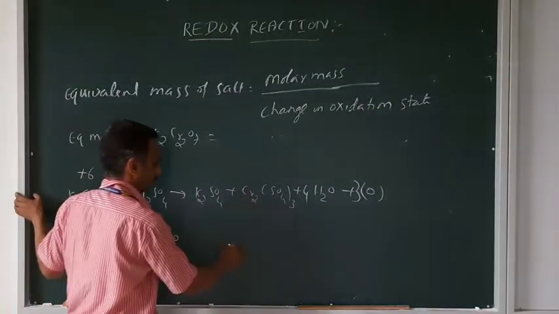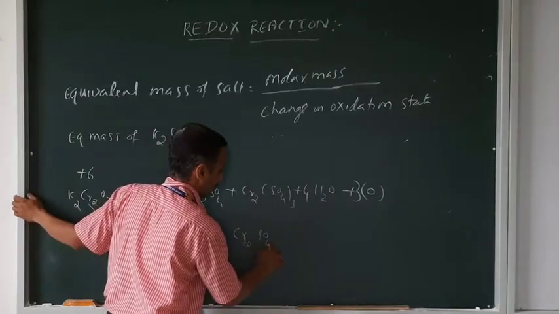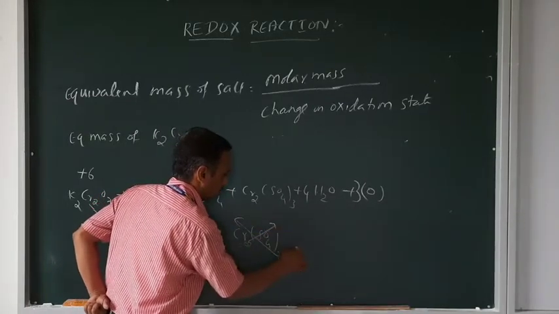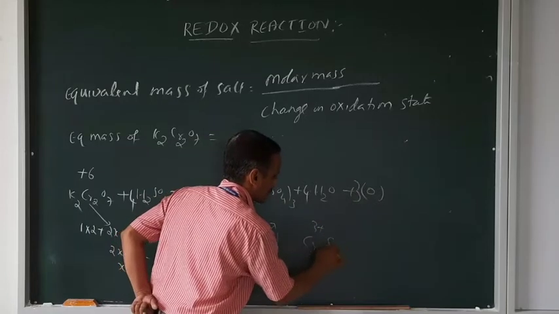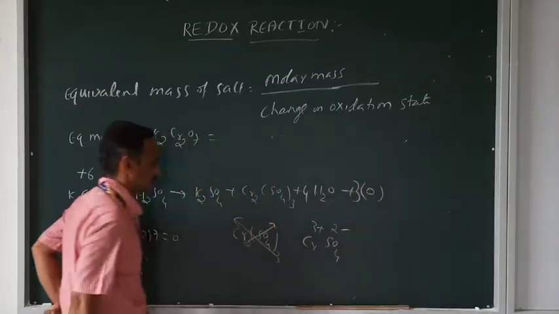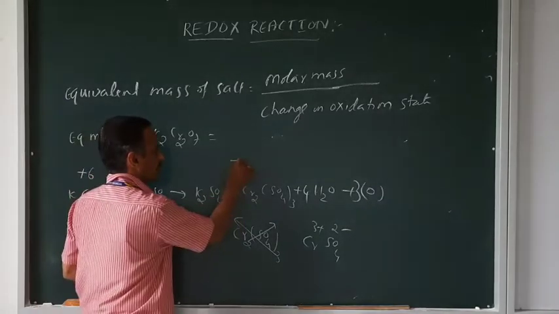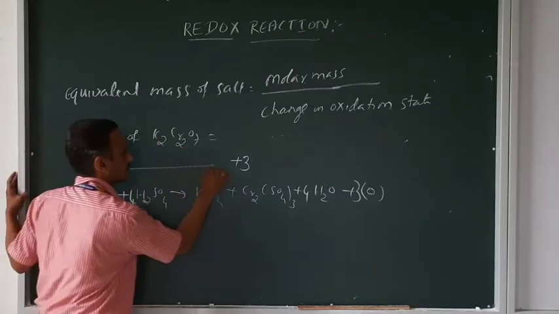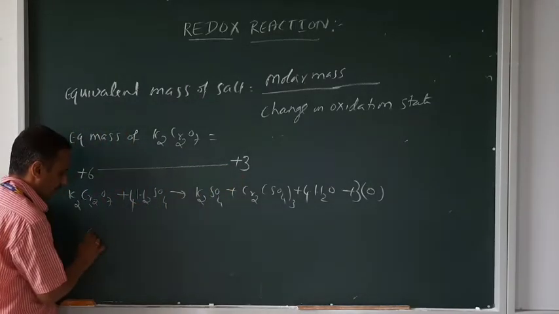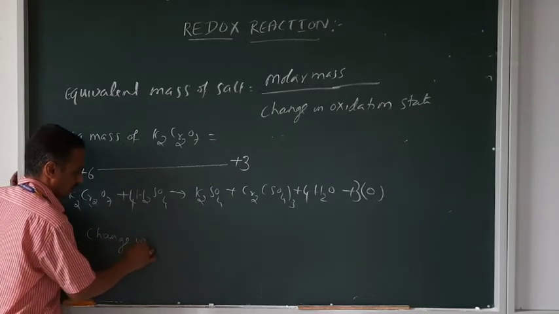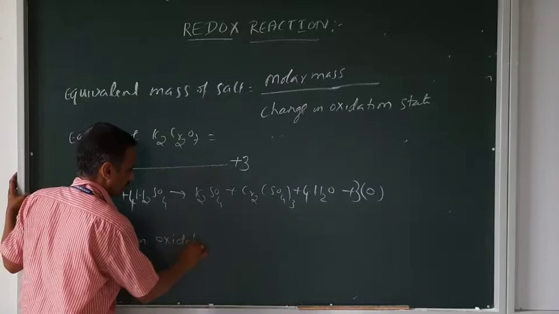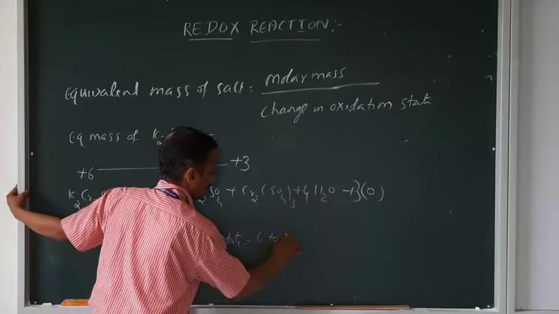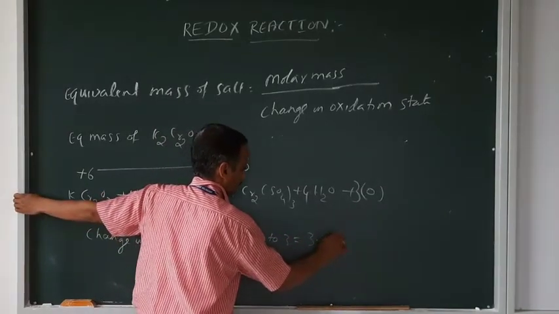And here again Cr2(SO4)3. See, this 3 goes here, 2 goes here, and gives Cr3+ and SO4 2-. Means the chromium here is in the plus 3 state. So, what is the change? 6 to 3. Change in oxidation state is 6 to 3, which is equal to 3 units.